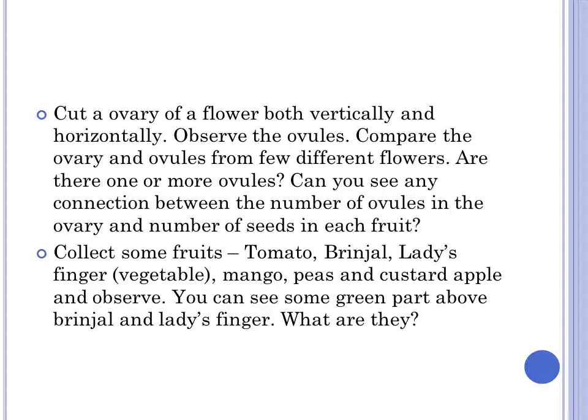Cut an ovary of a flower both vertically and horizontally. Observe the ovules. Compare the ovary and ovules from a few different flowers, or are there one or more ovules? Can you see any connection between the number of ovules in the ovary and number of seeds in each fruit? Collect some fruits: tomato, brinjal, lady's finger, mango, peas and custard apple and observe. You can see some green part above brinjal and lady's finger. What are they?